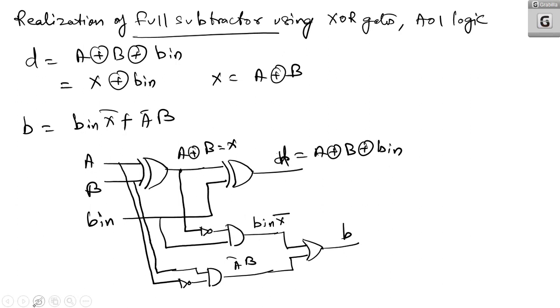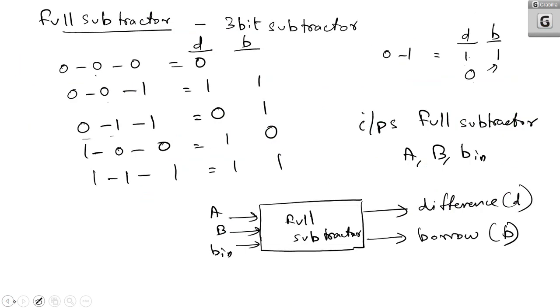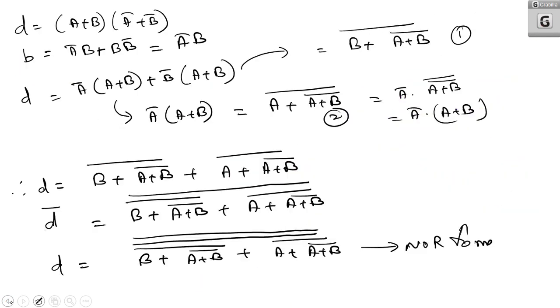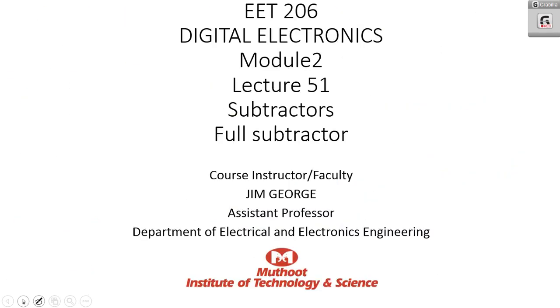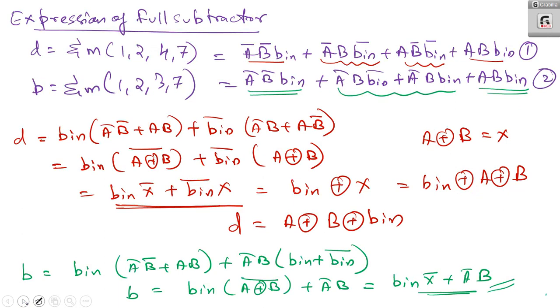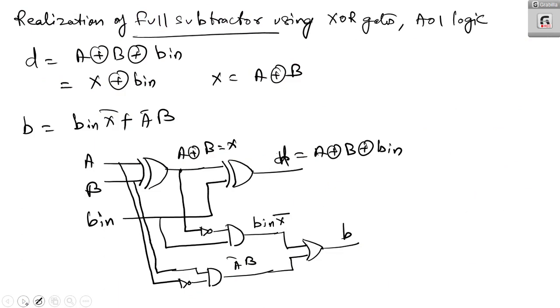But we are looking at the half subtractor circuit. Let me check the half subtractor. So this is the basic half subtractor, having one XOR gate, one NOT gate, and one AND gate. That is a basic half subtractor circuit. And if you are going for this full subtractor circuit, the same thing you can realize here.